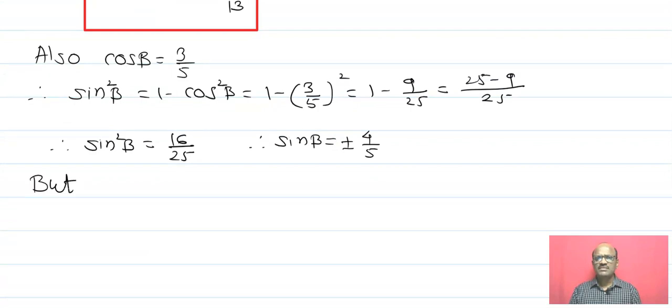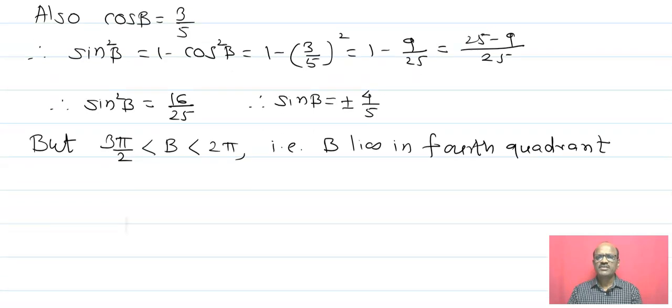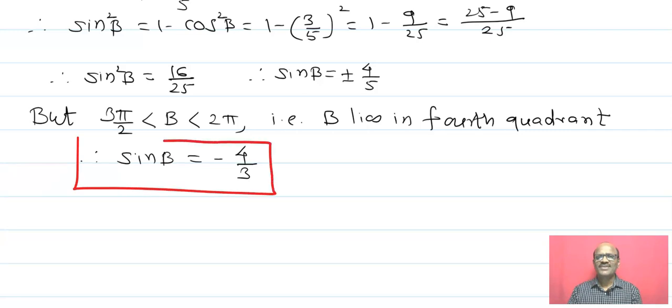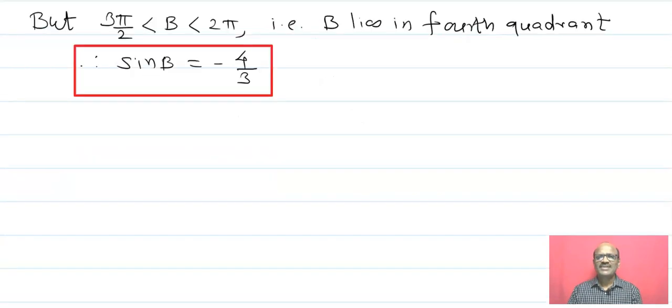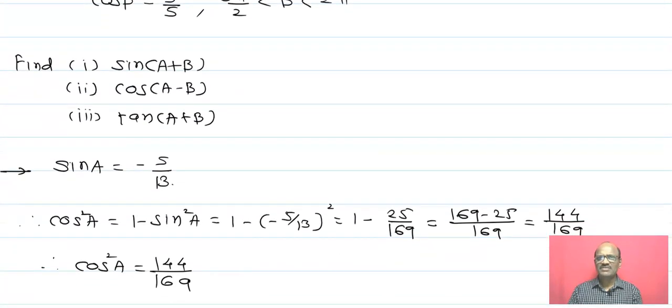Now, see this, the angle B lies in the fourth quadrant. It is between 3 pi by 2 and 2 pi, and in the fourth quadrant only cos is positive, sin is negative, therefore sin B is equal to minus 4 upon 5. A small mistake is there, sin B is equal to minus 4 upon 5 there. I must change it. Now see the value, sin of A plus B is equal to sin A. Now see these values.